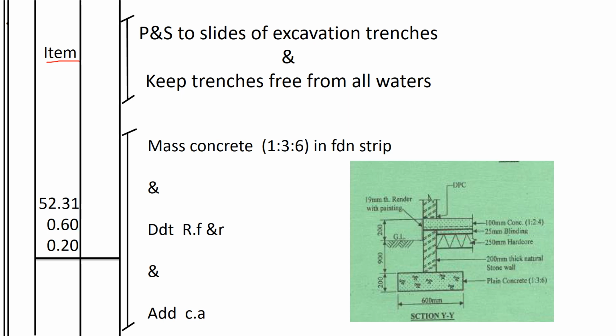So we go to mass concrete in foundation strip, and this one is usually calculated in terms of volume. To get the mass concrete in the foundation strip, we shall take the center line of the walls, then we take the thickness of the trenches, which is 600, then we take the depth of the plain concrete, which is 200 millimeters. So mass concrete ratio 1:3:6 in foundation strip, and deduct RFR. RFR is the soil heap that had been put aside to refill and ram. And also cut away is that heap of soil that had been put to dispose.